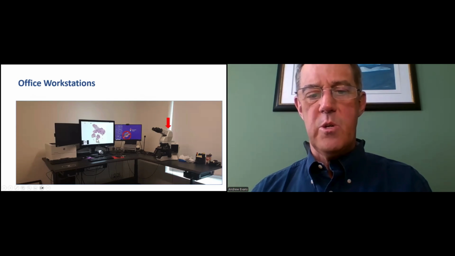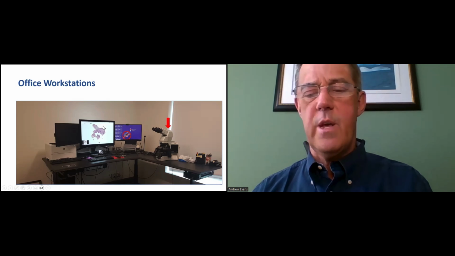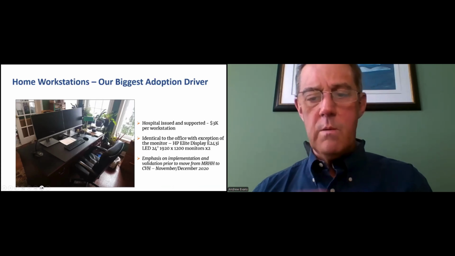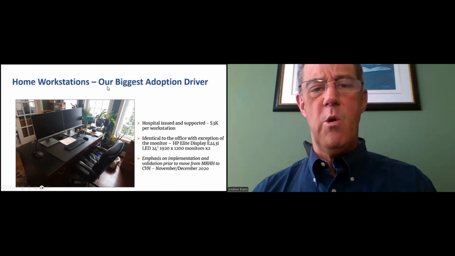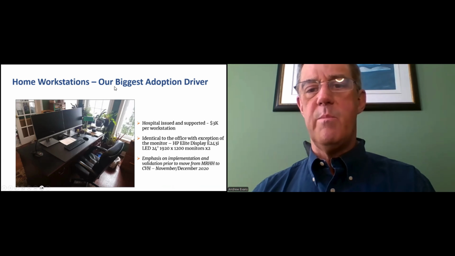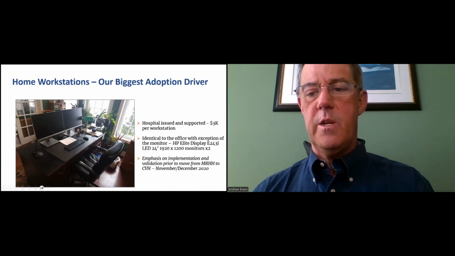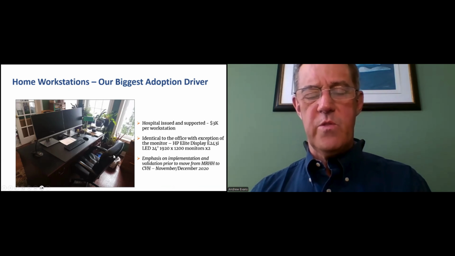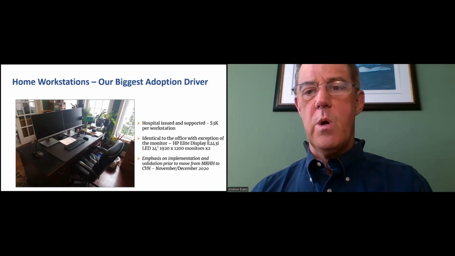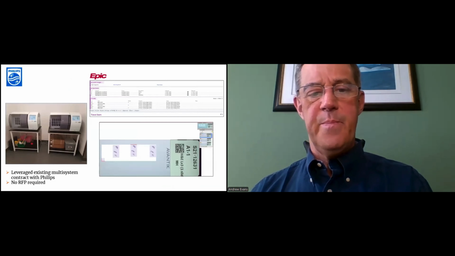These are our office workstations, and you'll see by the red arrow, there's still a microscope there. So we do use it, but the vast majority of our surgical pathology work, well over 98% of it, is done without glass slides. We also have home workstations, which turned out, I think, to be our biggest adoption driver. And so the hospital issued and supported the workstations, could be done for $3,000 per workstation. And that really, once we got those validated and verified, there were no naysayers to digital pathology at Mackenzie Health.